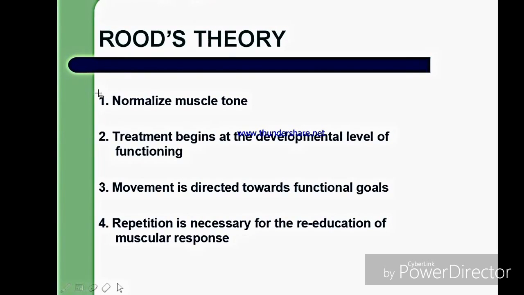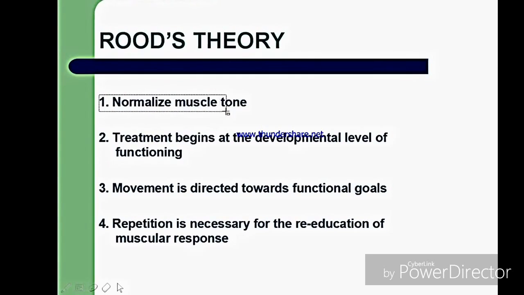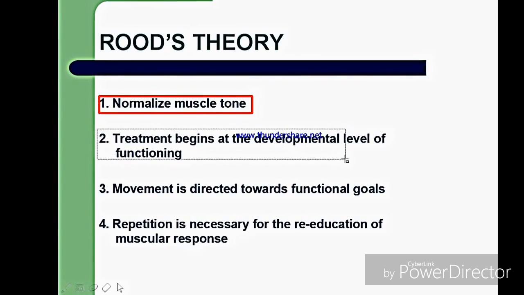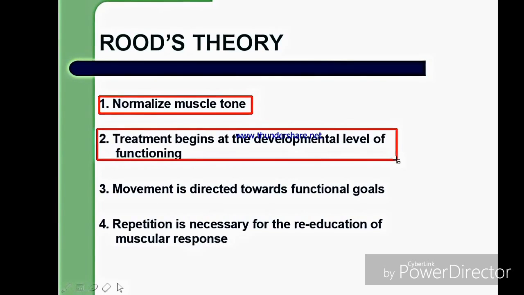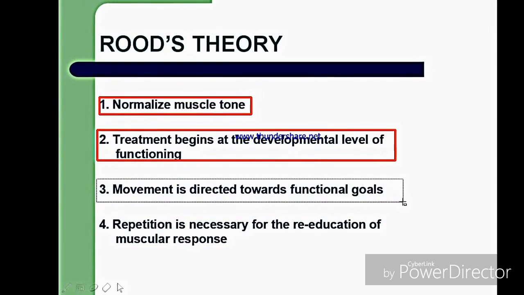There are four major components of the Rood's theory. First principle is the normalization of muscle tone. Second is treatment begins at the developmental level of functioning. Third is movement is directed towards functional goal. Fourth, repetition is necessary for the re-education of muscle response. So let's start with the principles.